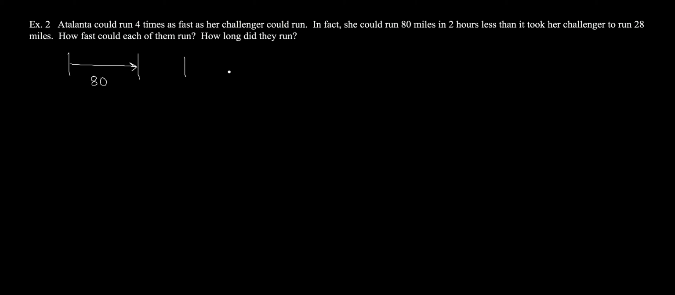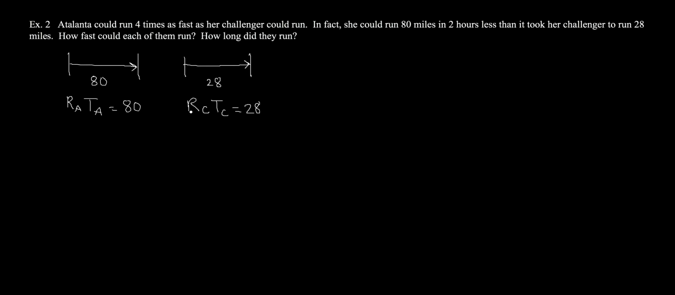At the same time, which took 2 hours less than her challenger to run 28 miles. Okay, this time they're giving you 2 different distances. The last one they gave you two of the same. There are 2 different ones here. All right, we're going to set up our equations. Rate Atalanta, time Atalanta equals 80. Rate Challenger, time Challenger equals 28.